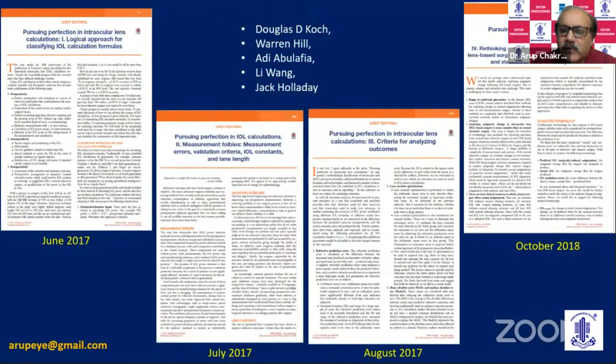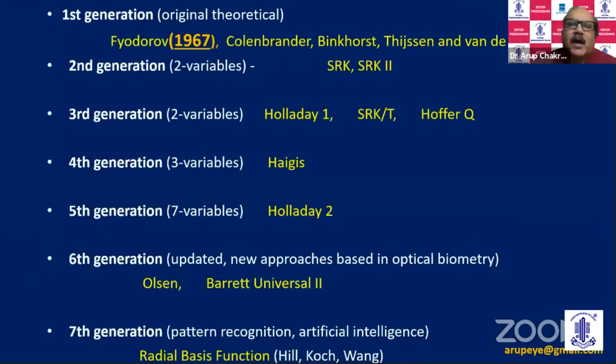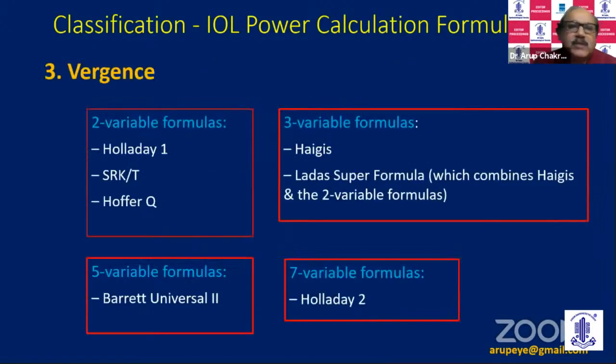And I would also again refer to these guest editorials which were published over the last couple of years, and they gave a very good perspective of the formulas. What we learned is that after the first theoretical formula that was published 53 years back by Fyodorov, there has been a series of formulas that have come up, and then we classify them chronologically. This is a mixed bag. Most of the time this classification doesn't make much sense. So today the tendency is to classify the formulas based on the method of calculating the IOL power and the data that they use for these calculations.